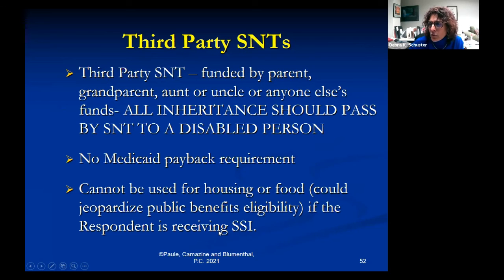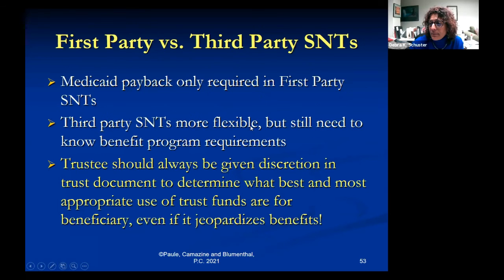The third-party special needs trust is really used for inheritance. There's no Medicaid payback requirement. But again, if the disabled individual is receiving SSI, it shouldn't be used for housing or food because it could jeopardize their receipt of benefits. So if someone is receiving benefits and receives an inheritance, but also has an inheritance that is left to them through a third-party special needs trust, they may actually have two special needs trusts. They may have a first-party special needs trust for money that comes to them in their name, and a third-party special needs trust that someone created through their own estate planning to leave them money.